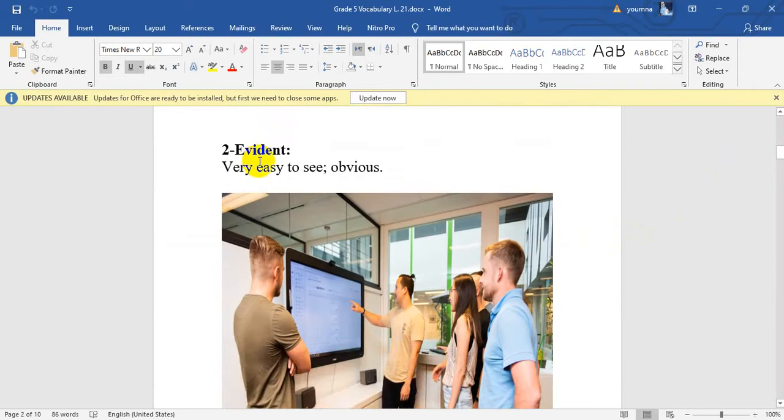The word evident. Evident, it means very easy to see, or something in front of you is obvious. So evident, very easy to see, or something obvious. For example, the data here is obvious on the screen because he's showing them. So here the data is evident for them. Okay, so everybody can see it as in the picture.